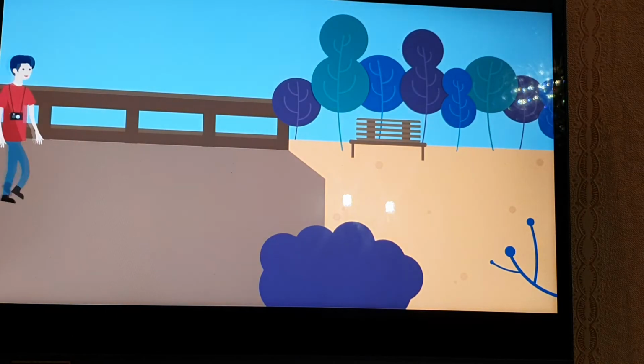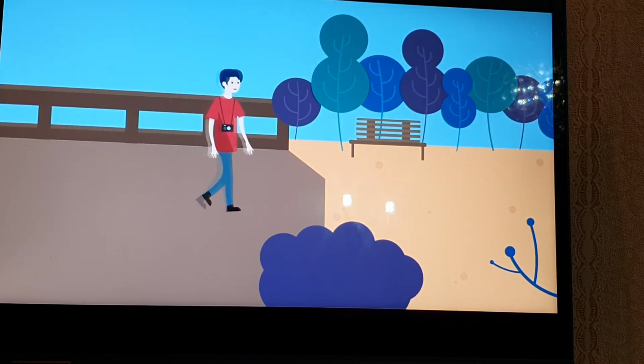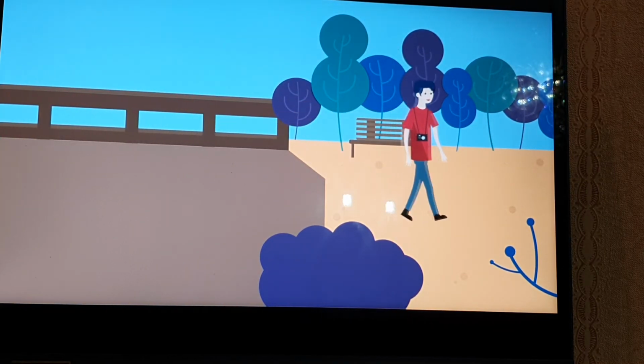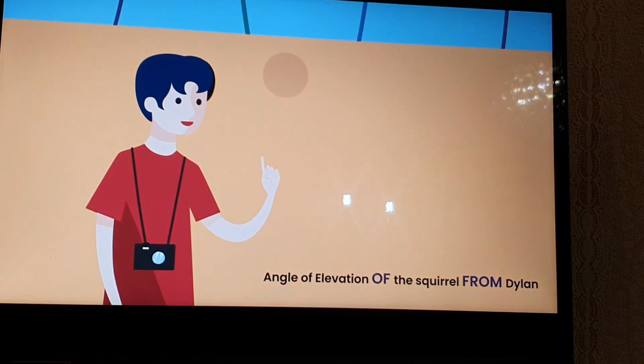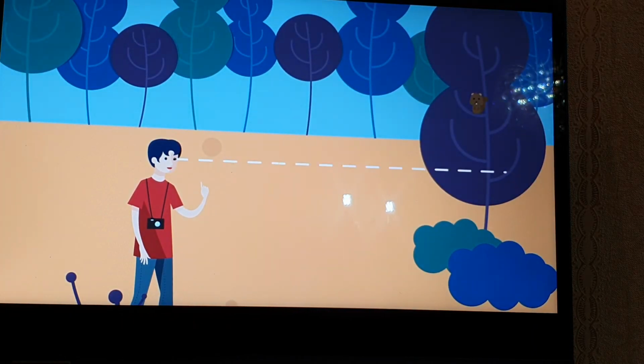Adding on, is there any relationship between these two angles? Let's continue following Dylan to find out. Dylan sees a squirrel on the tree. There is an angle of elevation of the squirrel from him here. Let's draw the horizontal and line of sight. Can you identify it? It is here.